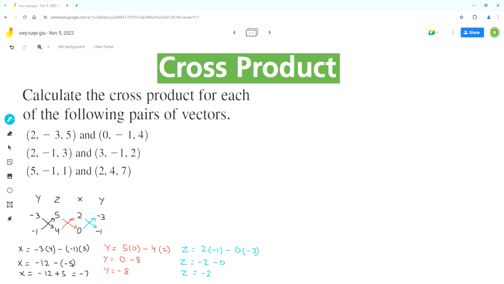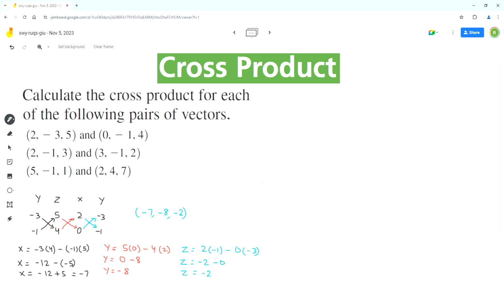So now we can write these components together. So the cross product of these two vectors is -7, -8, -2. So this should be the final answer for the first pair of vectors.